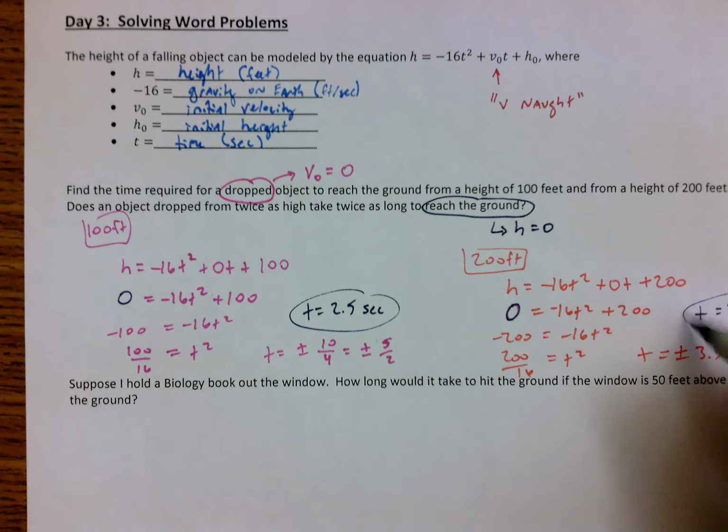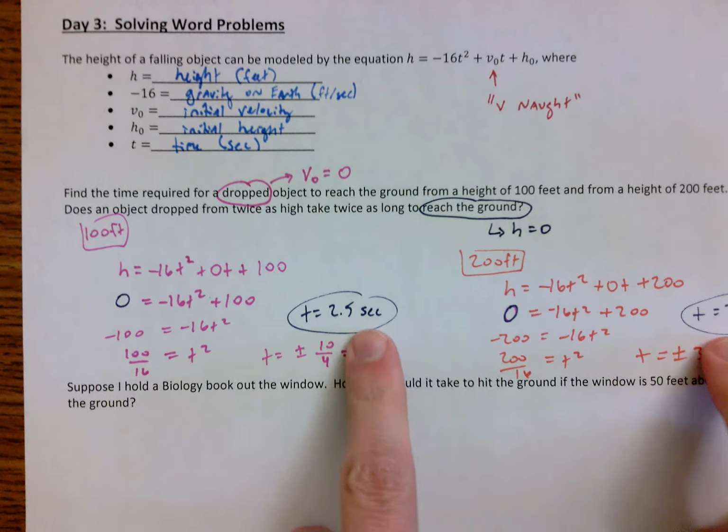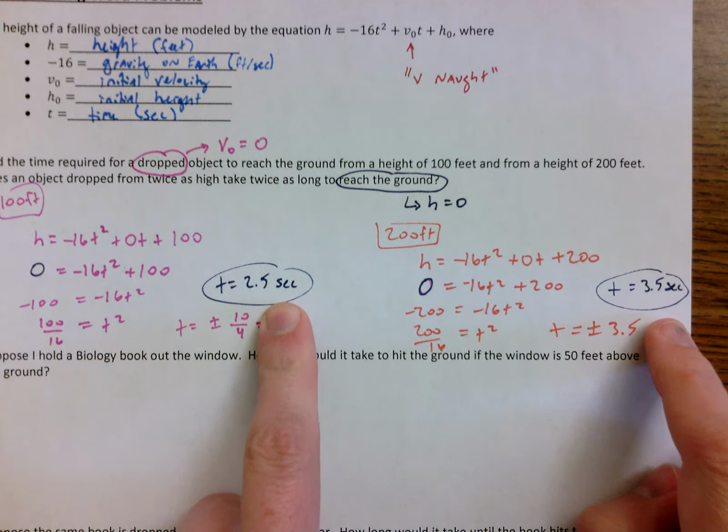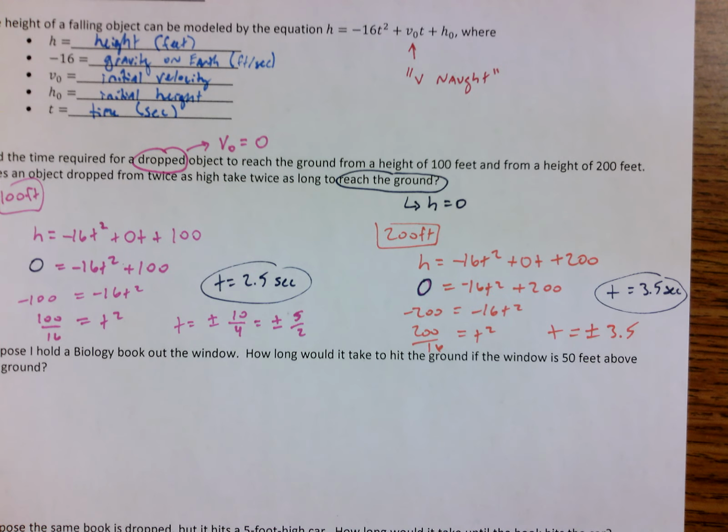Okay, so to answer the actual question, does it take twice as long? No, it doesn't. It only takes about an additional second to go that extra 100 feet. And that kind of makes sense if you think about it, because once it gets to terminal velocity, it's going to stay at that speed, versus the speeding up, slowing down aspect. All right, great. Next one.